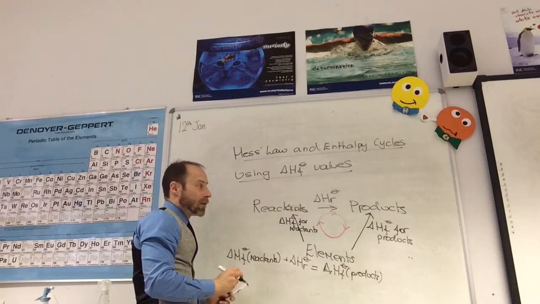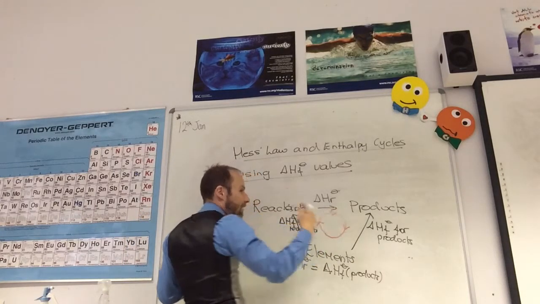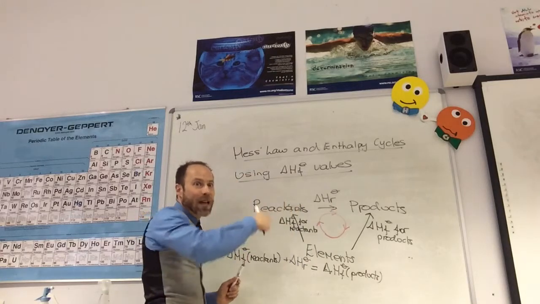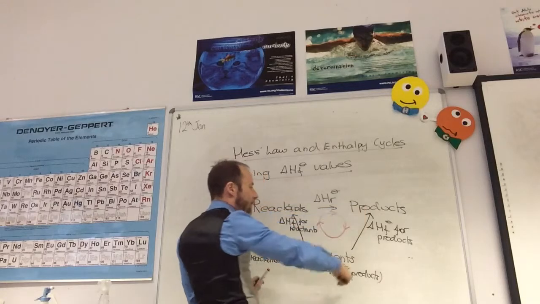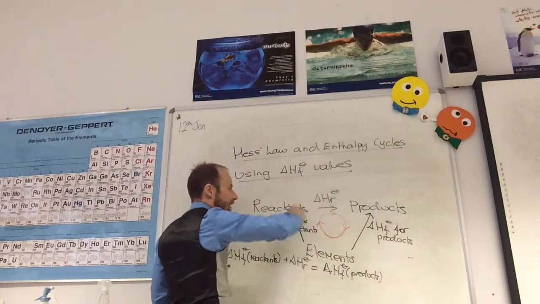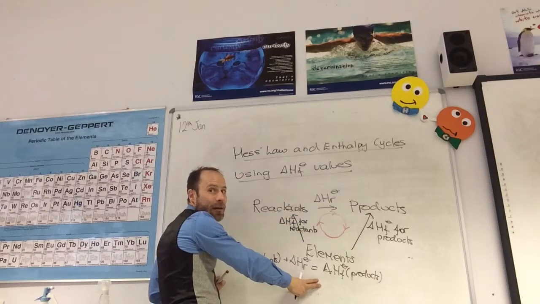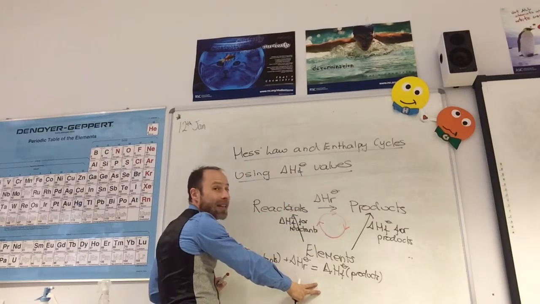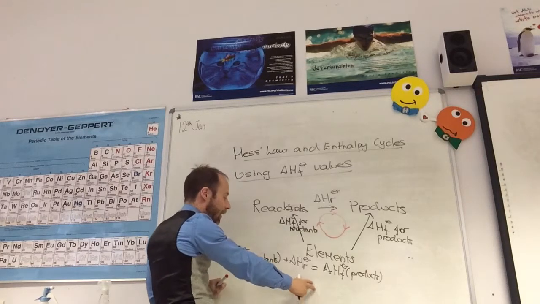Okay, so if you draw a little circle, there are always two arrows, it's kind of got to be, two arrows will be going in the same direction, one arrow will be going the opposite. The two arrows that go the same will equal the arrow going the opposite way. And if you do that, you'll always form the correct equation, even if they give you a crazy Hess cycle that you've never met before.